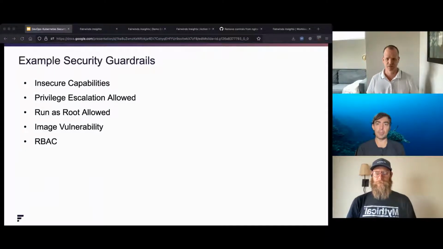That means disabling privilege escalation. That means disabling running as the root user, in order to just make sure that in the worst case scenario where the attacker does manage to escape that environment, they have minimal permissions on the host that's running that container.